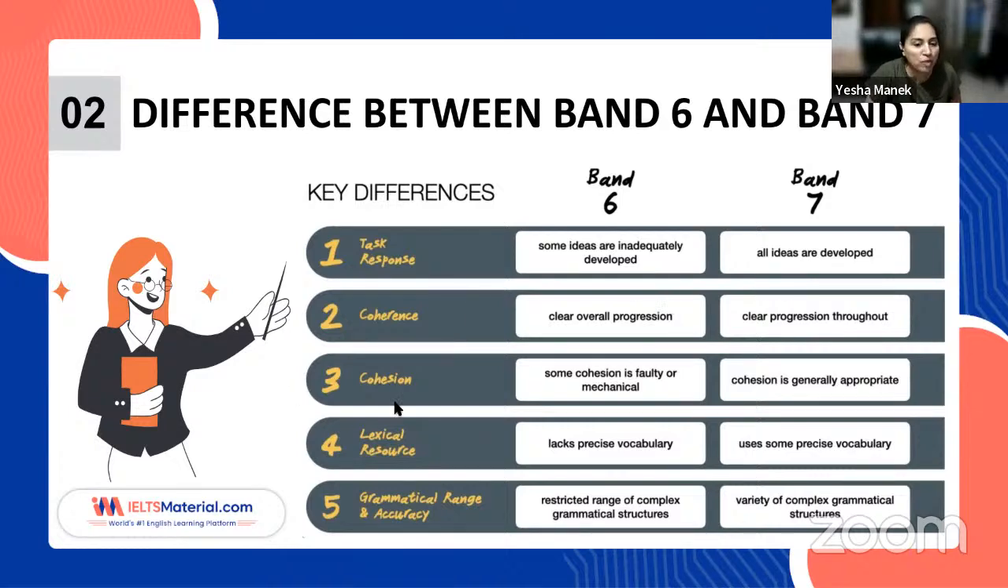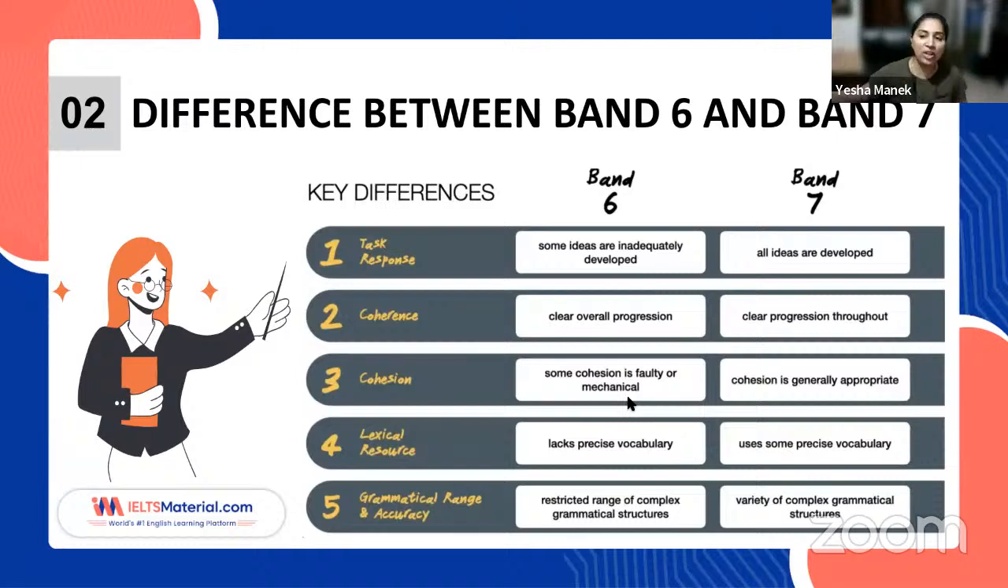The same goes for cohesion. In Band 6, some cohesion is faulty or mechanical. For example, it just goes as a template: this is there, furthermore, for an example, that's it. Again, in the next paragraph, you will find the same type of explanation. That's wrong. It should not go mechanical, like memorized. Memorized content will definitely not give you Band 7.